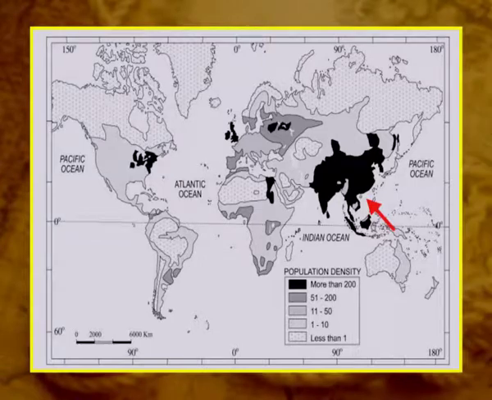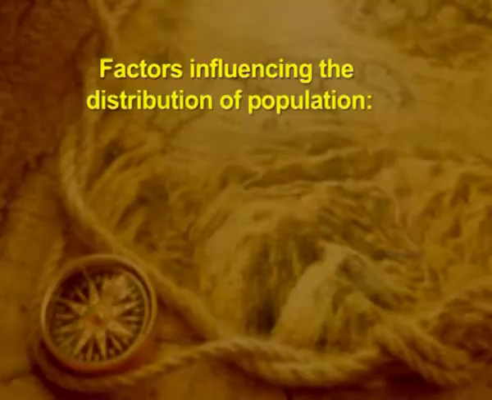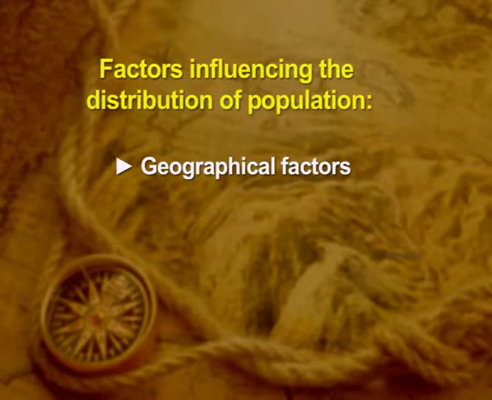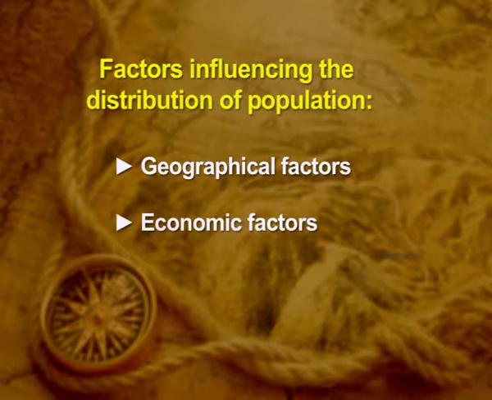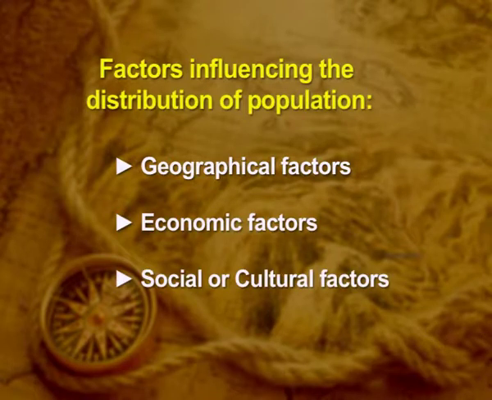Certainly, there are a set of factors which are responsible for their distribution. So, the factors influencing the distribution of population are as follows. First, the geographical factors. Second, the economic factors. And third, social or cultural factors. Some of the physical factors affecting the population are availability of water, relief features, climate, and soil.